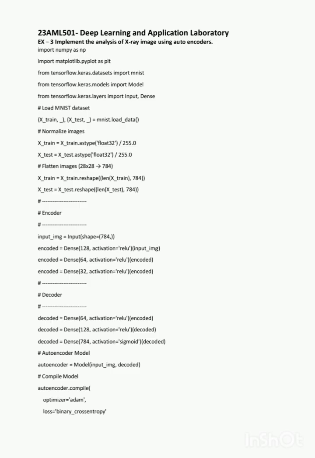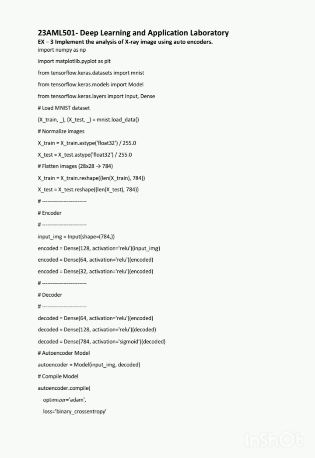The next section constructs our encoder network. We first define an input image layer with a shape matching our 784 features. We pass this into a sequence of 3 dense fully connected layers. The first hidden layer compresses the inputs down to 128 neurons using a ReLU activation function. The second hidden layer shrinks the data further down to 64 neurons using a ReLU activation function. The final encoding bottleneck layer compresses the representation down to just 32 neurons using a ReLU activation function.